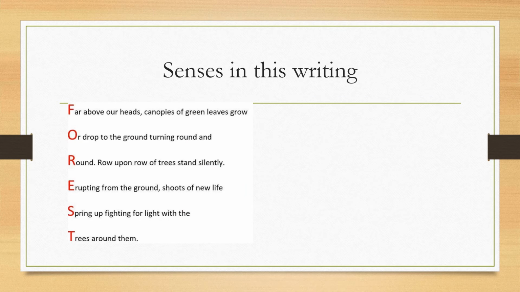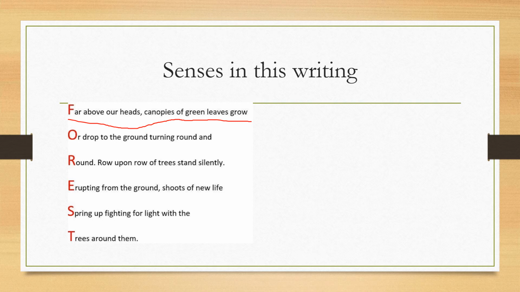So which senses have been used in this piece of writing then? Well, the author's trying to give us a really visual picture of what's going on. So it's a lot of what the author can see that lets us know what the forest is like. But there's also a little bit of hearing in there as well. "So far above our heads, canopies of green leaves grow or drop to the ground, turning round and round and round." So it's telling you that the trees are far above your heads. It's really tall.